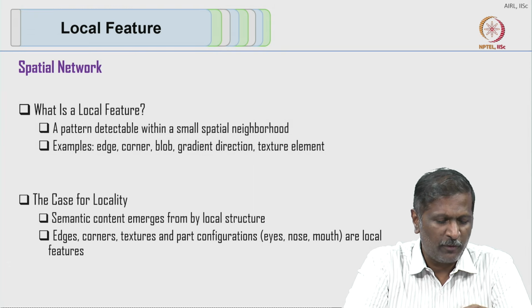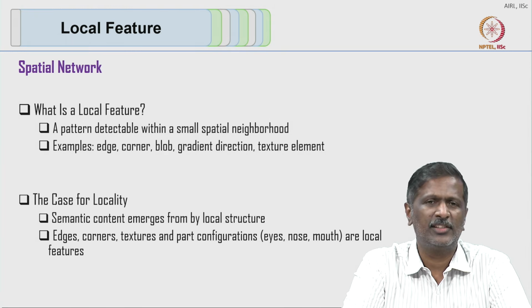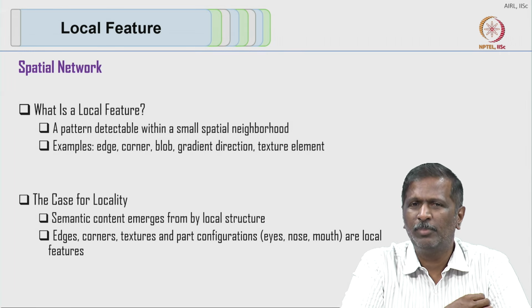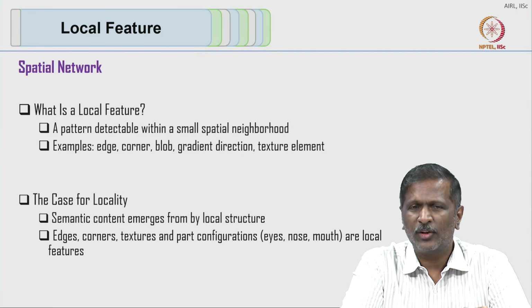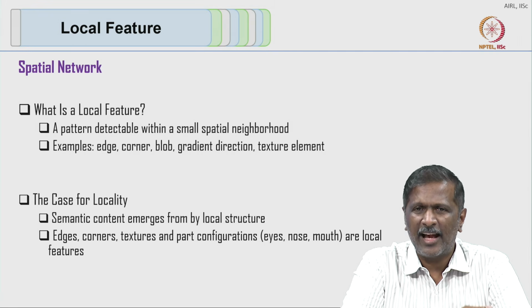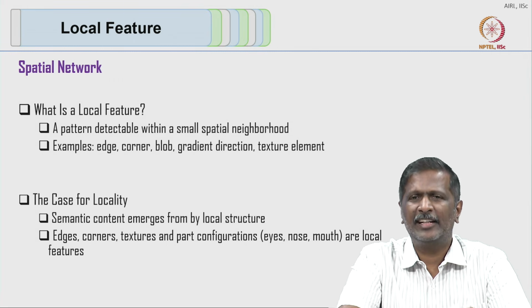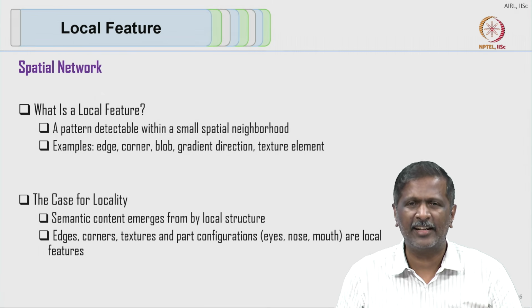The case for locality: semantic content emerges from the local structure. Edges, corners, and textures are part of a configuration to build the mid-level features like eyes, nose, and mouth in a face. So I need these local features. With the local features I can build complex features and finally arrive at a template for a human face, so that I can recognize it.